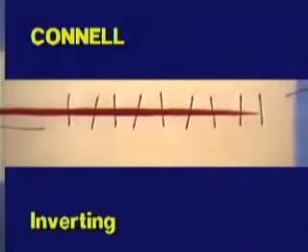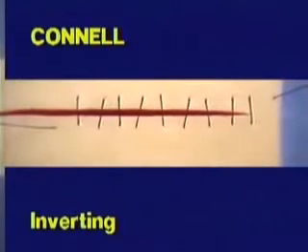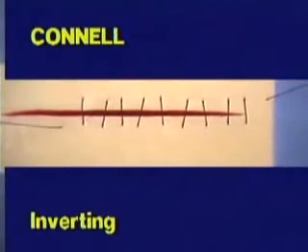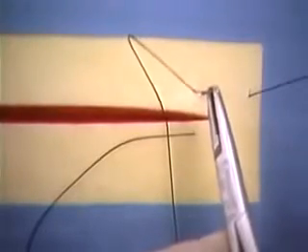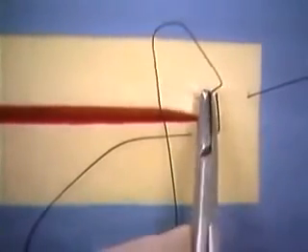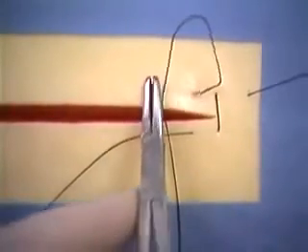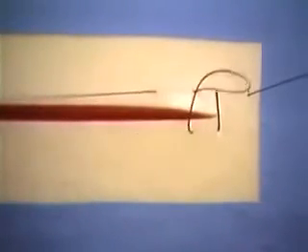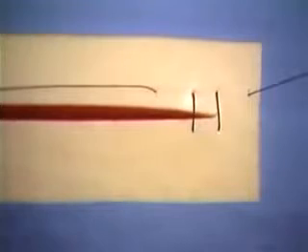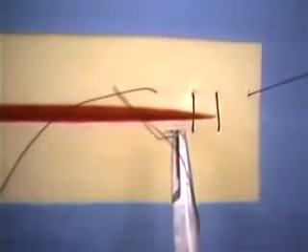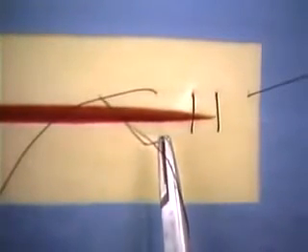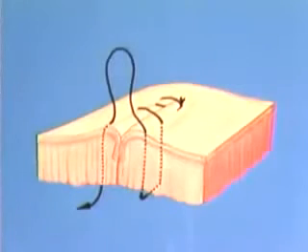The seventh pattern to be demonstrated is the Connell suture pattern. This is an inverting suture pattern. The Connell pattern differs from the Cushing's in that the suture penetrates all layers of the wall into the lumen with each needle bite. This illustration shows a completed Connell suture pattern.